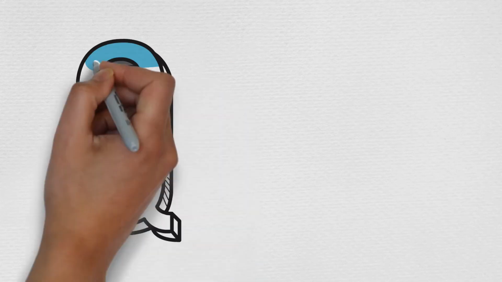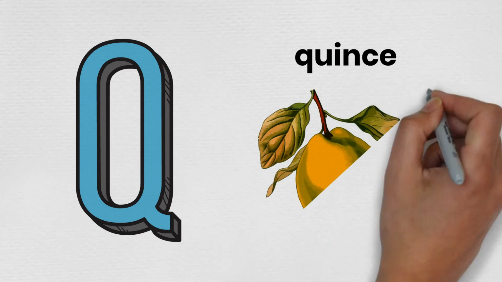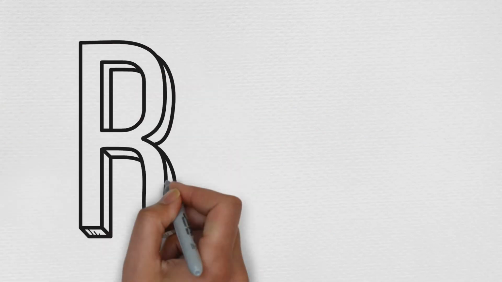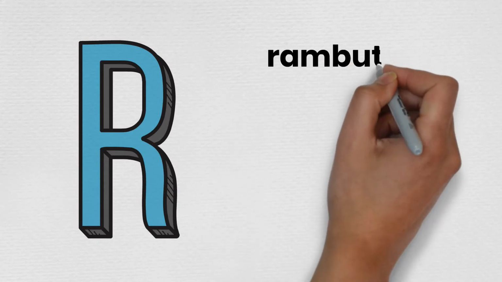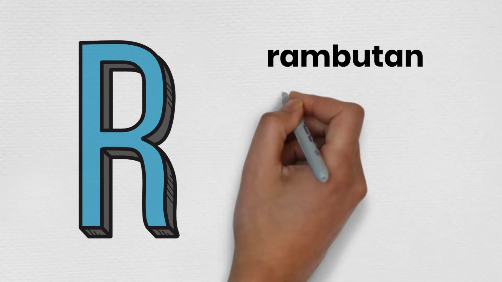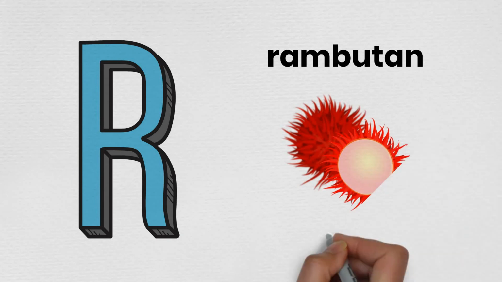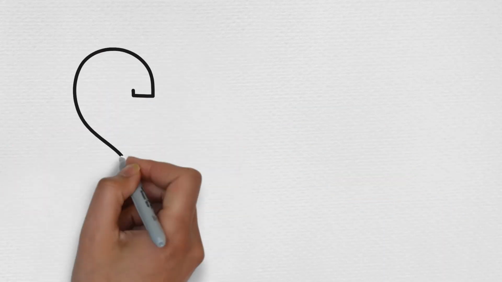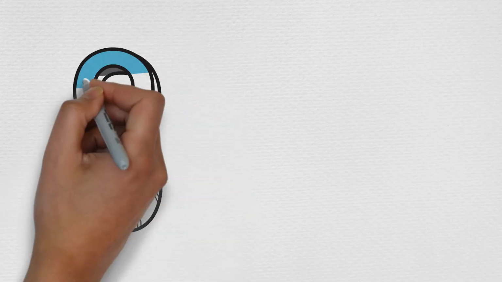Q is for quince. R is for rambutan. S is for strawberry.